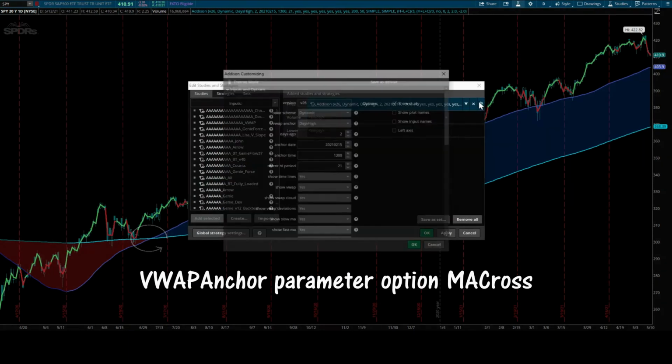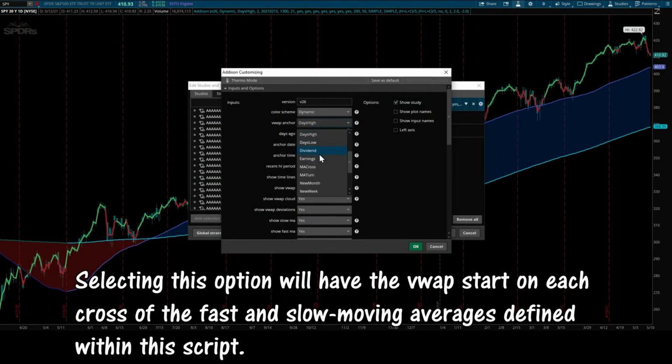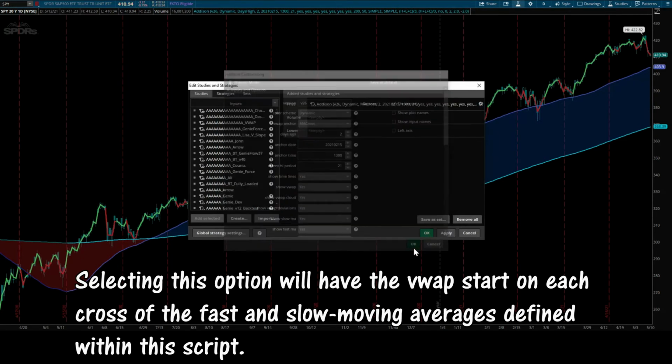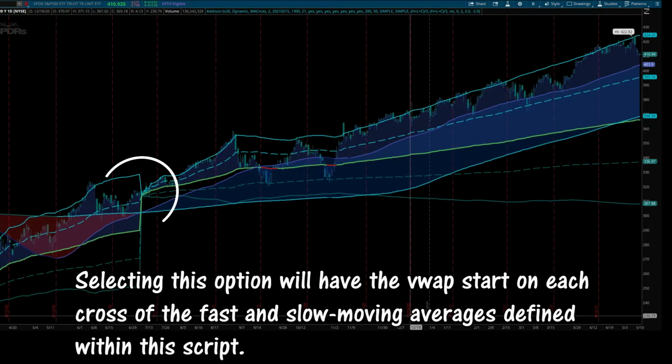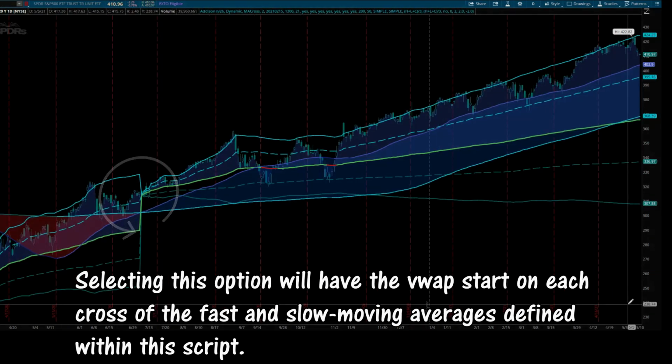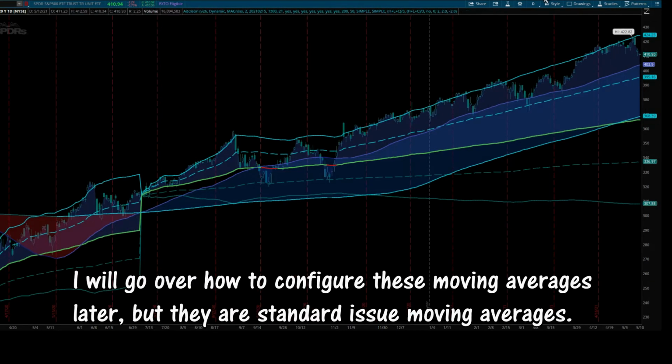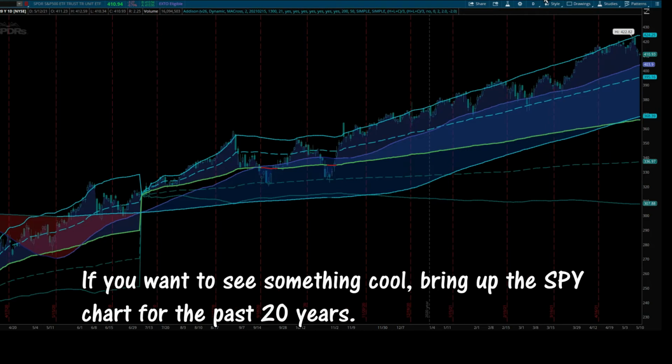VWAP anchor parameter option MA cross. Selecting this option will have the VWAP start on each cross of the fast and slow moving averages defined within this script. I will go over how to configure these moving averages later, but they are standard issue moving averages.